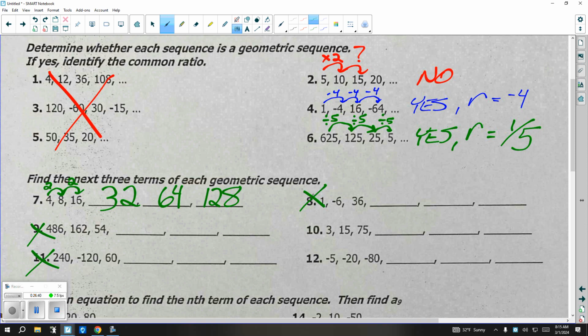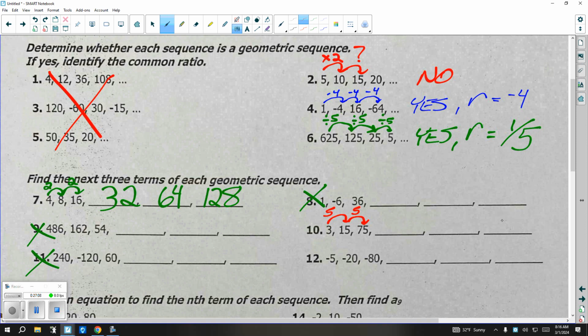Okay, next one. Look at number 10. How do you go from 3 to 15? Did you say multiply by 5? How do you go from 15 to 75? Did you say multiply by 5? So did I. So on number 10, crank out these answers. Multiply by 5, multiply by 5, multiply by 5.